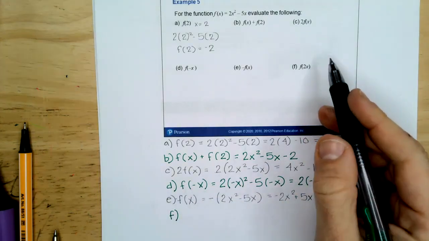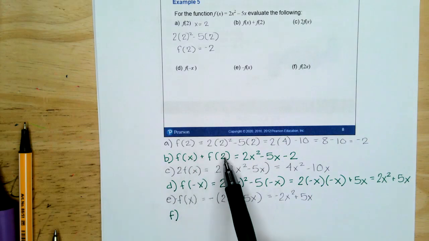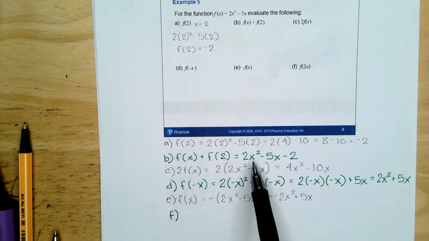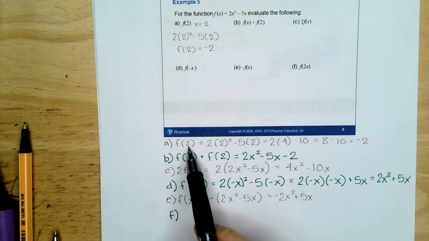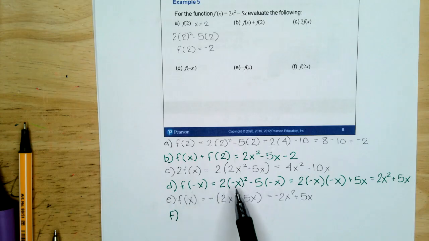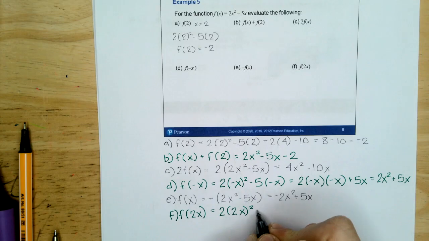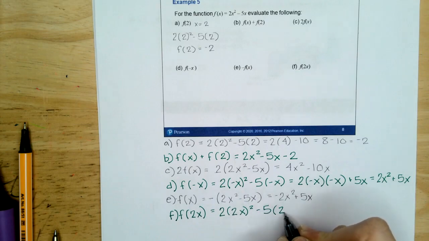F of 2x means that everywhere there's an x, I'm going to put in a 2x. Sorry, f of 2 just meant I put in a 2. F of negative x meant I put in a negative x, but f of 2x just means I put in a 2x. So I have 2 times 2x squared minus 5 times 2x. Good?